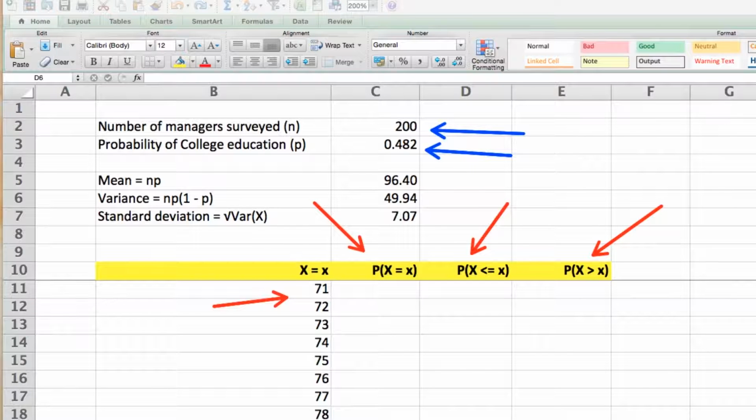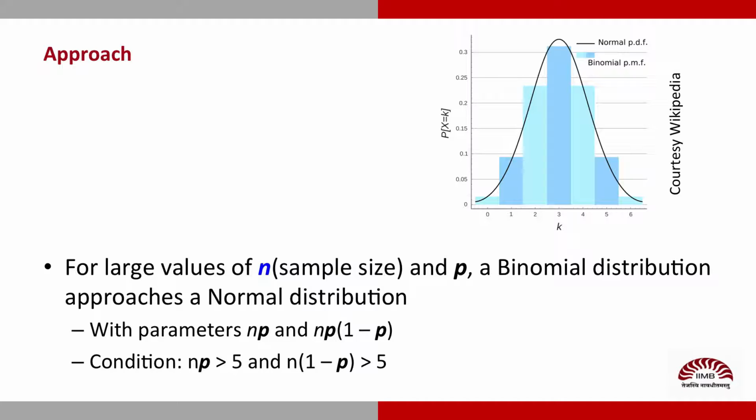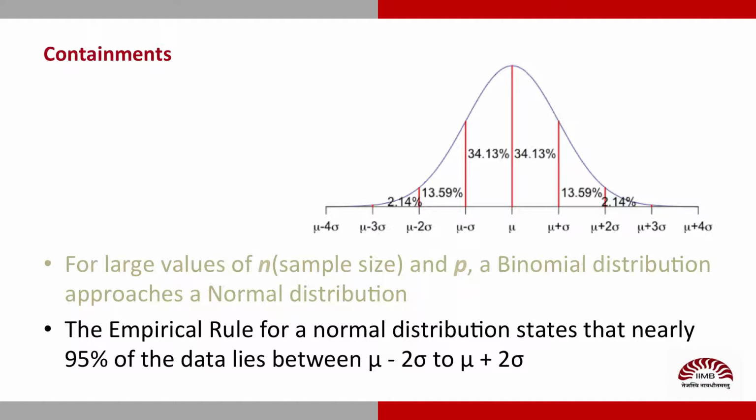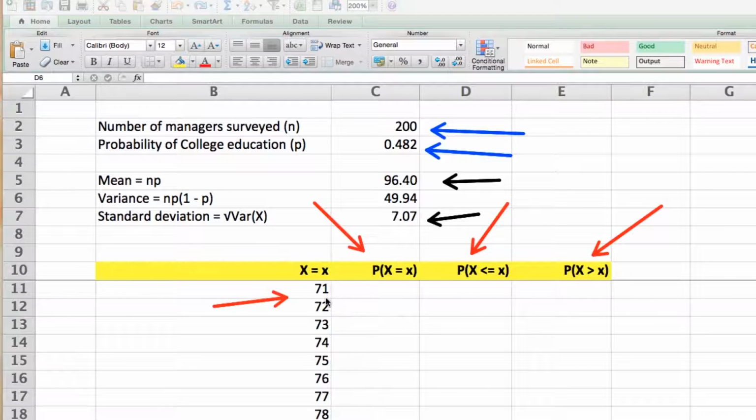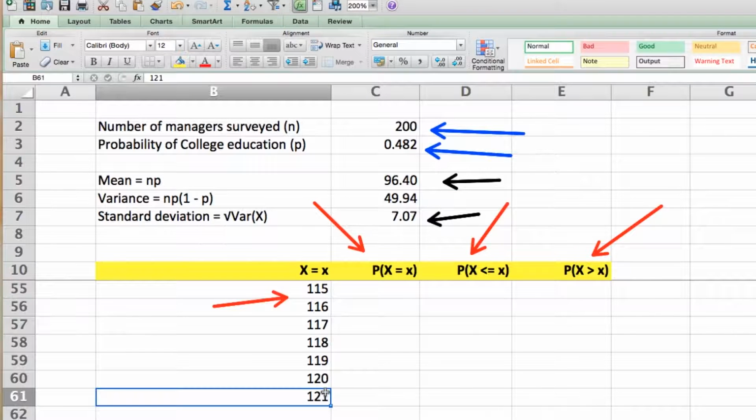Before we proceed, let's figure out what the parameters of the distribution are. Our mean is around 96 and our standard deviation is around 7. We will ask you to show separately that the binomial distribution approaches a normal distribution for reasonably large values of n and p. So this being the case, I know that close to 95% of the data is between mean minus 2 sigma to mean plus 2 sigma. So I'm going to approximately start at mean minus 3 sigma and go all the way up to mean plus 3 sigma.